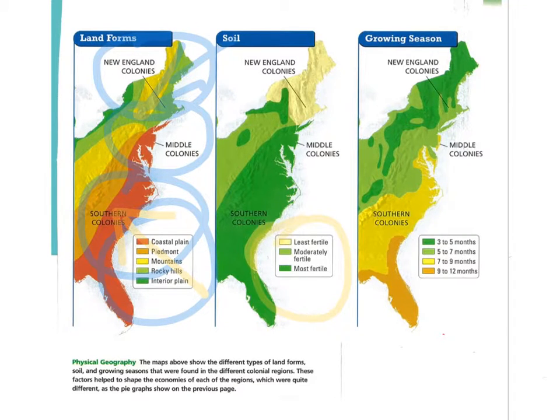In New England, it's not as fertile, not as good for growing. Southern colonies, very good for growing. As we've discovered, tobacco, as well as many other things, and at a later time, cotton. And the seasons. In New England, you really only have a few months of good weather for farming. But the further south you go, you can farm almost all year round.